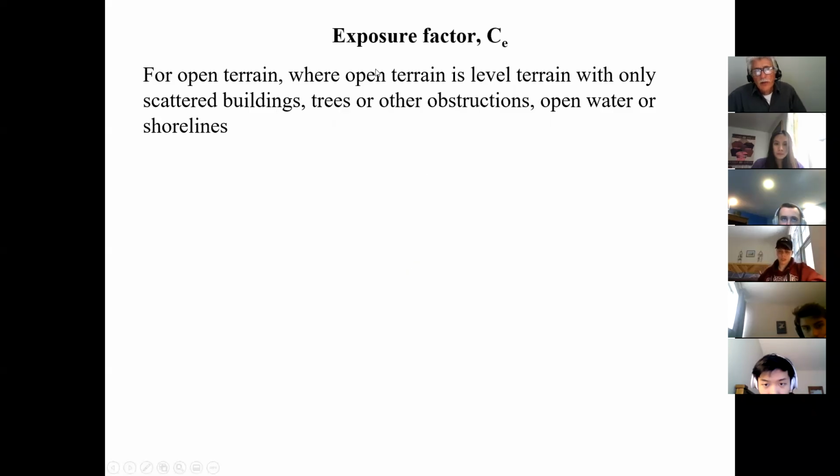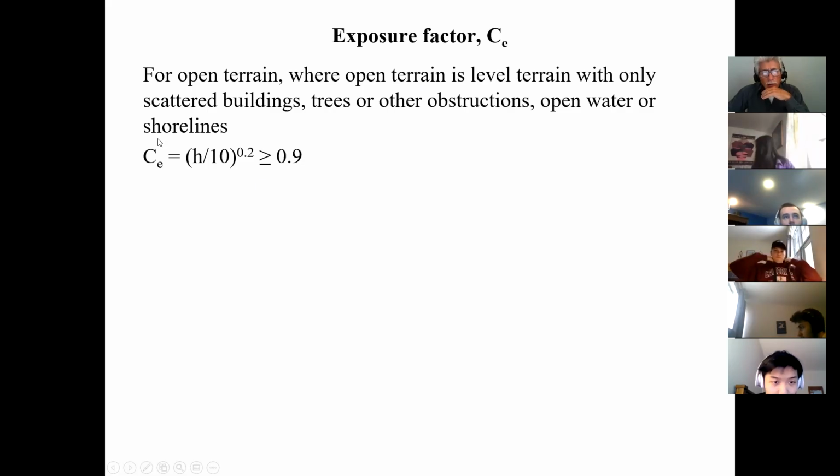Now, the exposure factor. There are 2 ways of calculating the exposure factor. For open terrain, where open terrain is level terrain with only scattered buildings, trees, and other obstacles, open waters, shorelines, this is called open terrain. This is how you calculate the exposure factor. It's a formula.